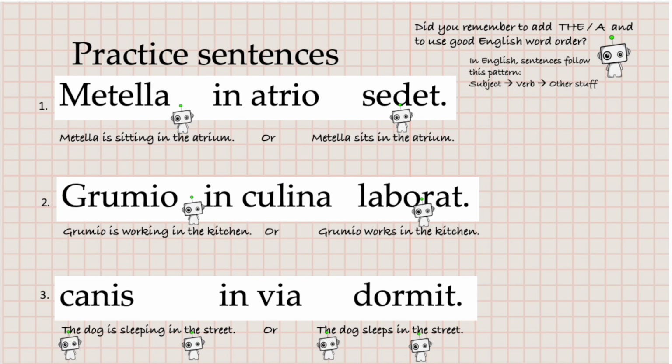Here we go with the answers then. Did you remember to add the or a and to use good English word order? Our answers are, Metella is sitting in the atrium, Grumio is working in the kitchen, the dog is sleeping in the street. Notice the word order, and I've given you some alternate translations as well. Little robots reminding you about the and a.